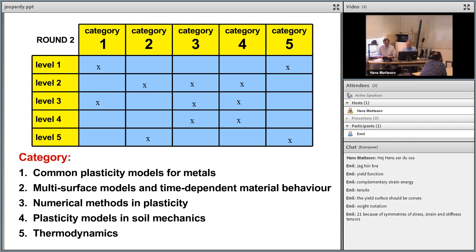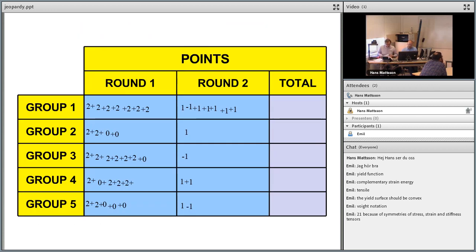4, 5. Okay. Category 4, level 5. If a constant value of the Poisson's ratio is chosen in the Cam-Clay model, the shear modulus will be dependent on effective mean stress. What could be the problem with that?